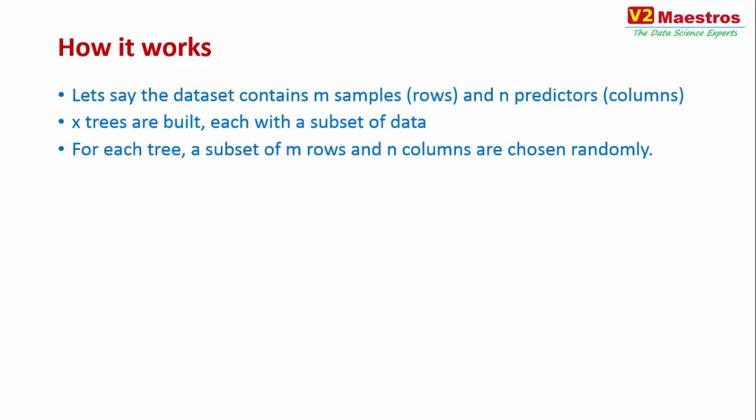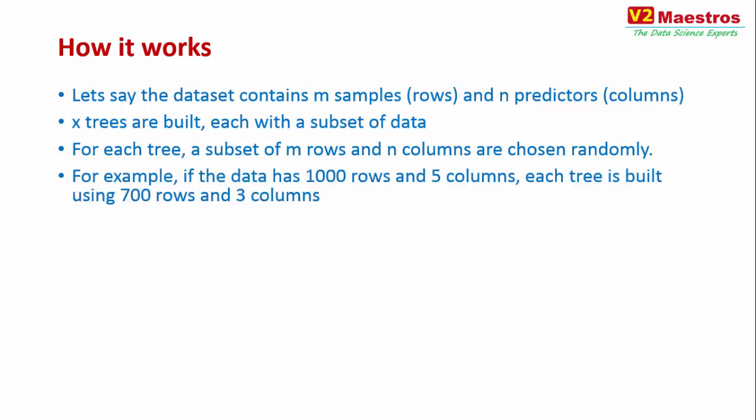So how are these subsets chosen? They are chosen randomly. You choose a subset of rows and a subset of columns randomly. And that is why this algorithm is called random forest. Random because you use a random mechanism to select the rows and columns. Forest because you have multiple trees there. That is why it's called random forest.